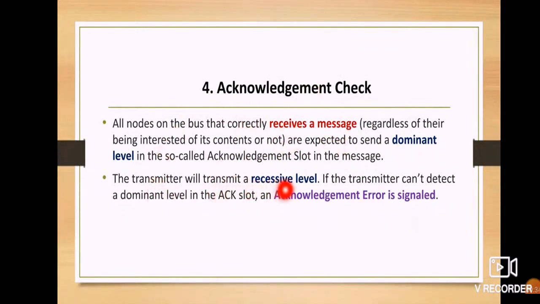The transmitter will transmit a recessive level. If the transmitter can't detect a dominant level in the acknowledgement slot, then an acknowledgement error is signaled. So that's what I said. It is simple: if I send you 1, once you receive it, you have to make it 0, so that I can understand that you received it. If I'm sending you 0, you have to make it 1, so that the transmitter understands that your receiver has received it and converted it to the opposite polarity. If not, it will be an acknowledgement error.